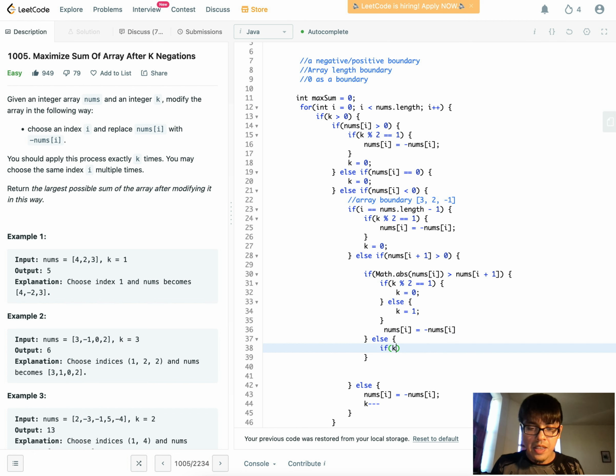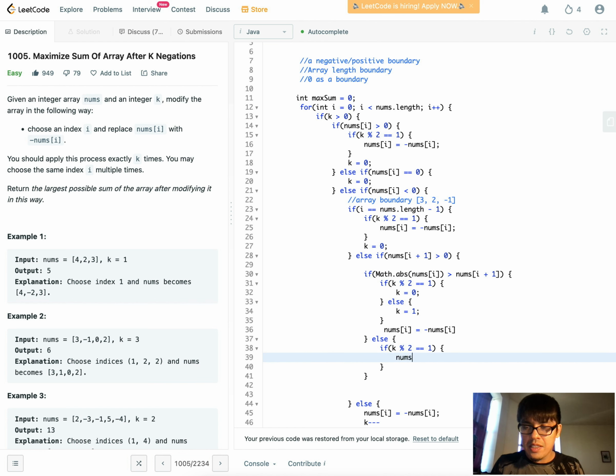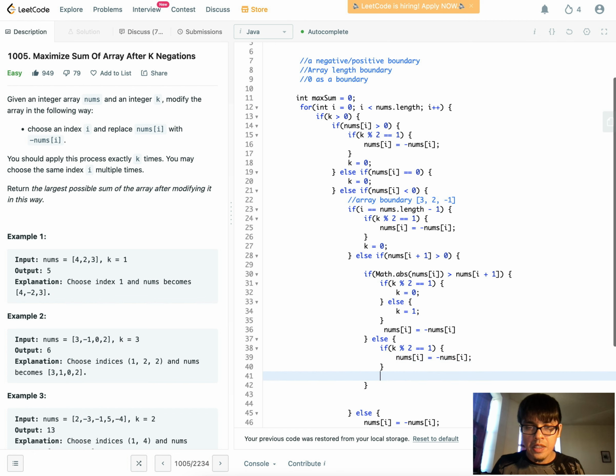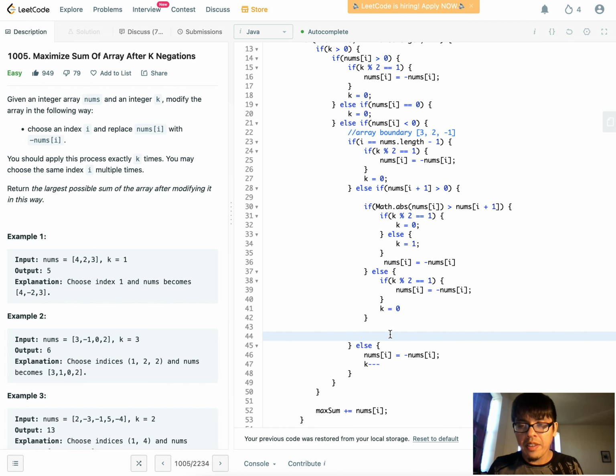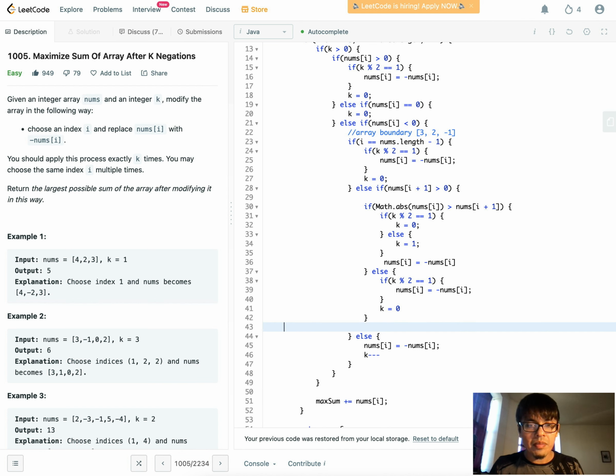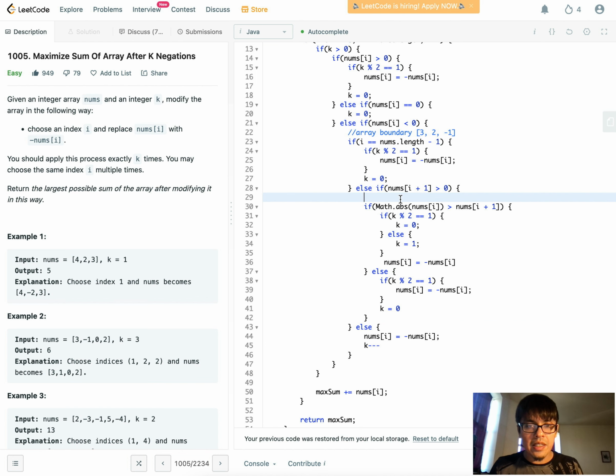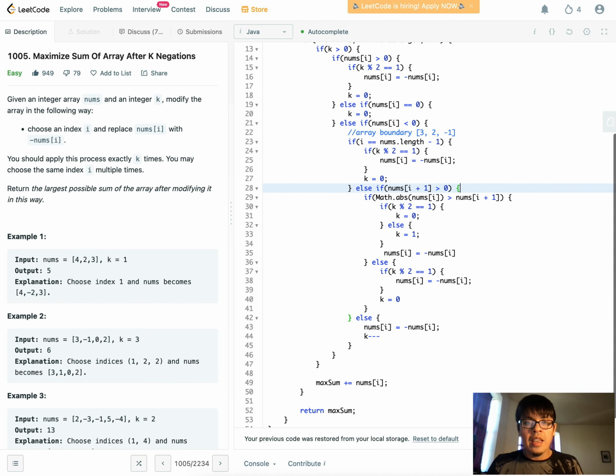If k mod 2 equals, you're probably at this point like, what is going on here? nums[i] equals negative nums[i]. k equals 0. Okay, now what in tarnation is happening in here? Now this takes some explaining.